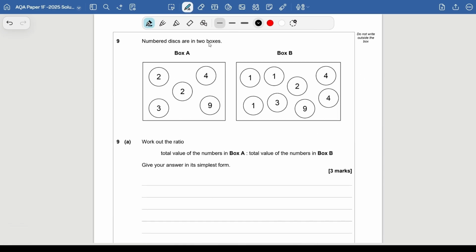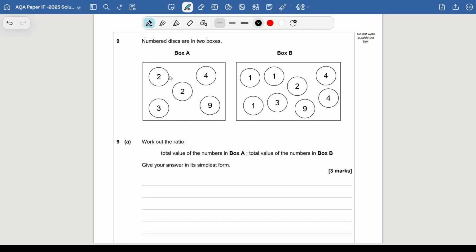Number discs are in 2 boxes. So we have these boxes and the numbers on the discs are given here. Work out the ratio for the total value of the numbers in box A to the total value of numbers in box B. Give your answer in its simplest form. So what is the value of the numbers?